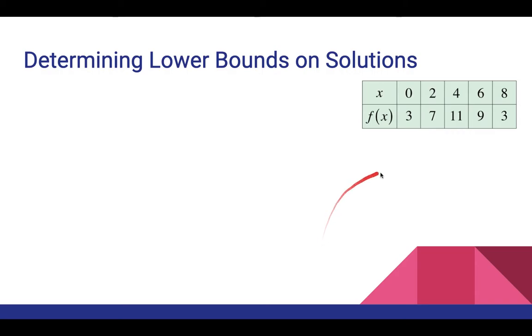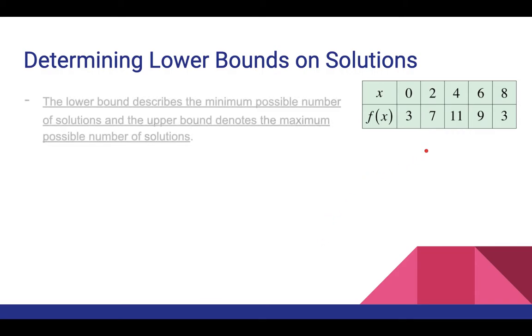So, determining lower bounds on solutions. The lower bound describes the minimum possible number of solutions, and the upper bound denotes the maximum possible number of solutions to an equation, okay? This is interesting for cases where we may not be able to get an exact solution.